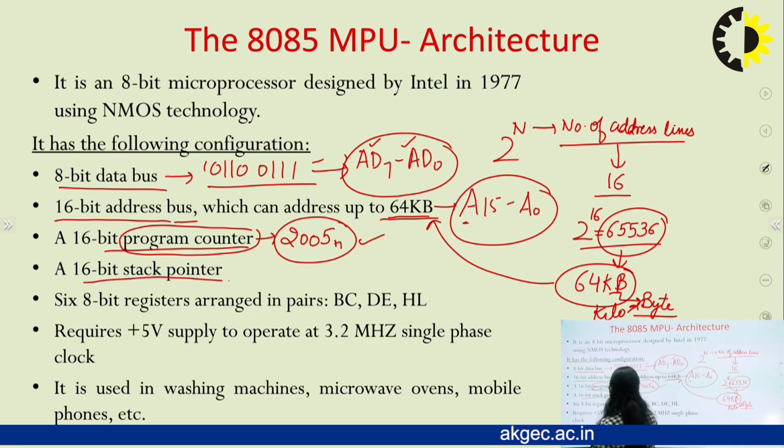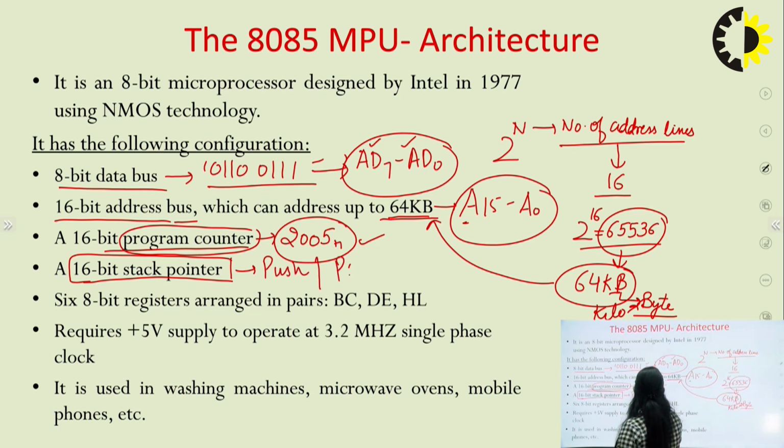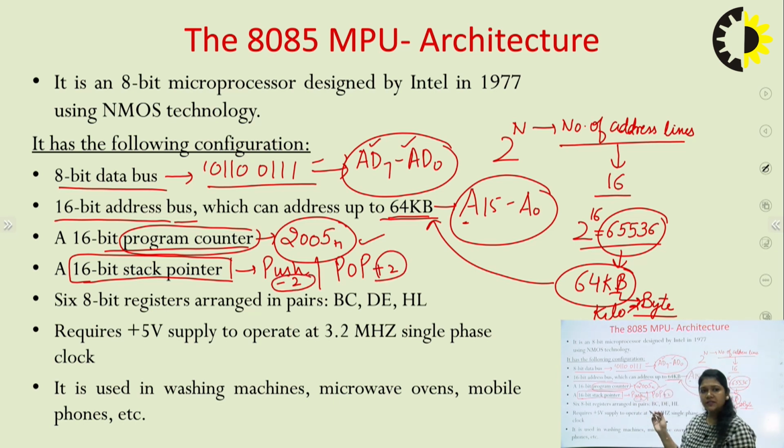Next is the stack pointer. It is a 16-bit stack pointer. What is a stack pointer? Basically, the stack pointer runs on the functions of push and pop. Two functions are there for the stack pointer. We can push the data onto the stack. It will decrement by 2 at that point, and when we pop the data, pop means we pick up the data from there, it will be incremented by 2. So the stack pointer is also of 16 bits.